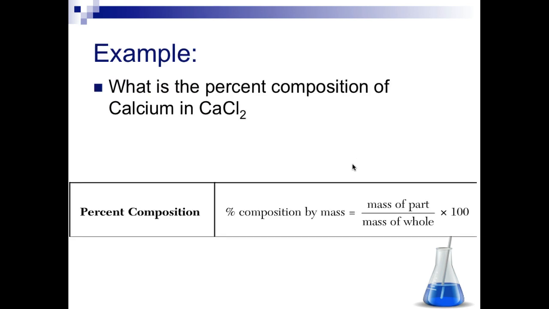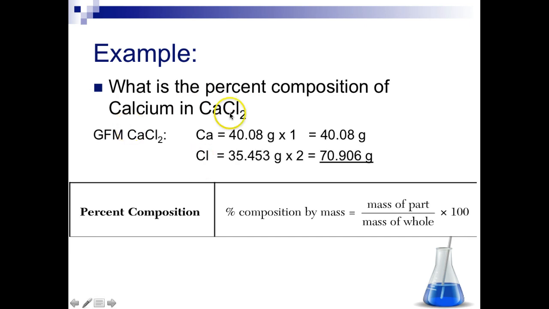What is the percent composition of calcium in calcium chloride? So we're looking at the calcium alone in the formula calcium chloride. The first thing we're going to do is figure out the gram formula mass of calcium chloride. We have one calcium, which has a mass of 40.08. We have two chlorines with a mass of 35.45 each. We have our individual masses, and we're going to add them up. So the mass is 110.99 for calcium chloride.